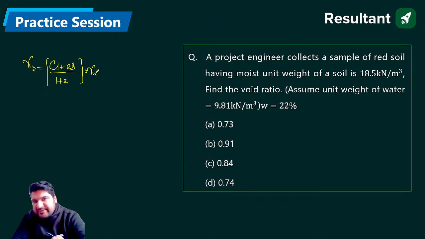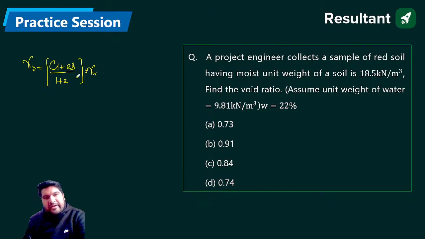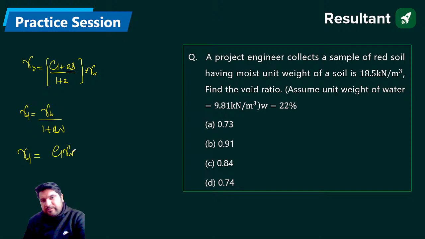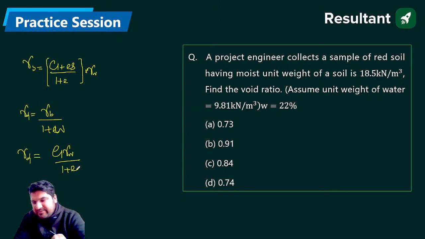Or I will calculate like this. Find the void ratio. So your gamma d value is gamma bulk upon 1 plus w. Your gamma d value is given as G gamma w by 1 plus e. These are the equations which are used here.